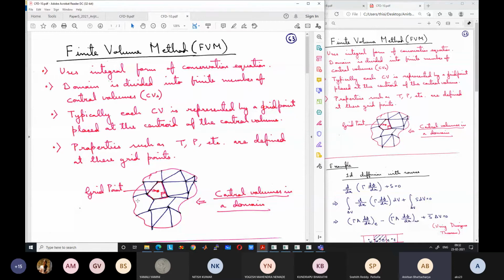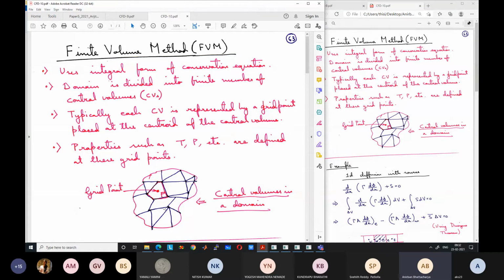Within a control volume, you do not know what the variation of temperature is. The entire control volume will have the same temperature value. Similarly, the next control volume will have the same temperature value, and the next. There will not be any variation of temperature within the control volumes.